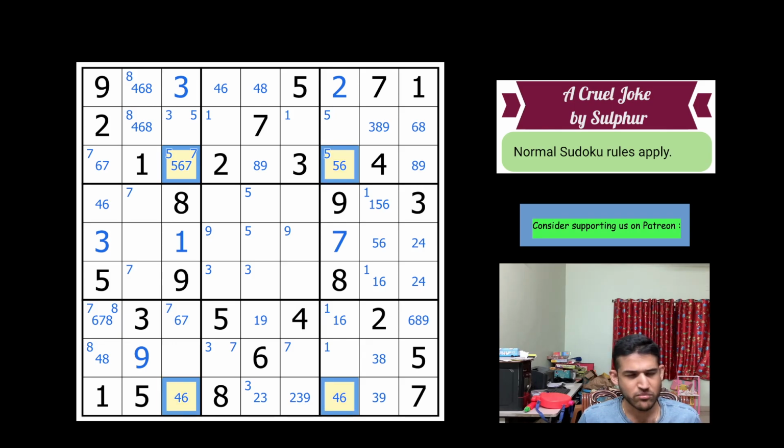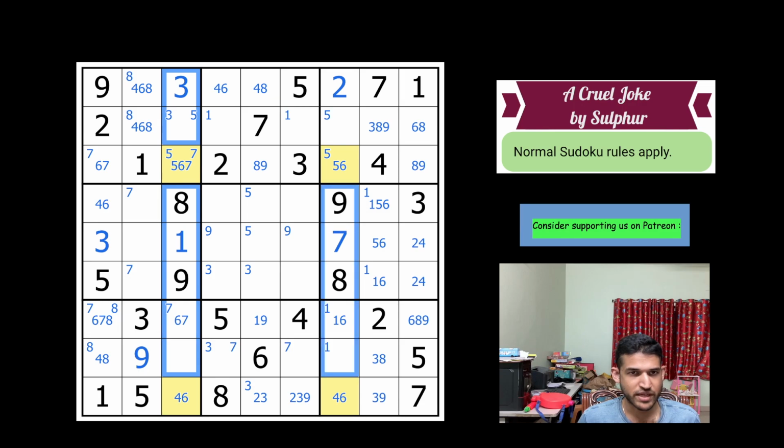But because we have one more cell which can take a 6, we have what we call a finned X-wing. The elimination is restricted only to the cell which has the fin. So normally we would have eliminated the 6 from all these cells because of the X-wing. But because there is a fin here, an extra 6 here, the elimination occurs only in these two cells. So basically this cell cannot take a 6.